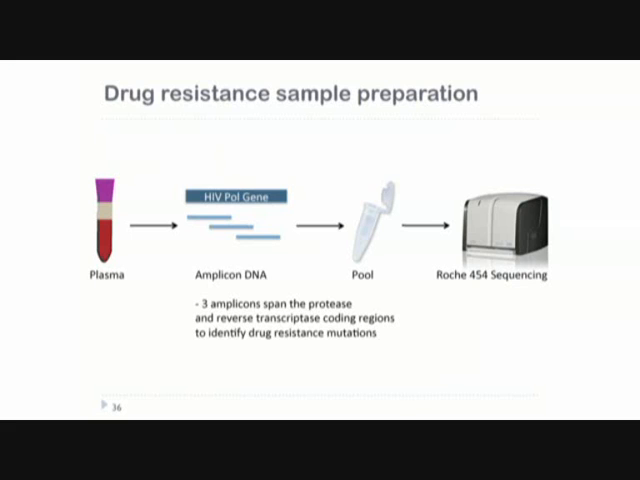The approach will look very familiar to what I showed for the HLA. We take plasma from an HIV-infected patient. We generate, in this case, 3 different amplicons that are overlapping. 2 of these amplicons span the RT gene. 1 of them spans protease. We pool the amplicons together, and we sequence them.